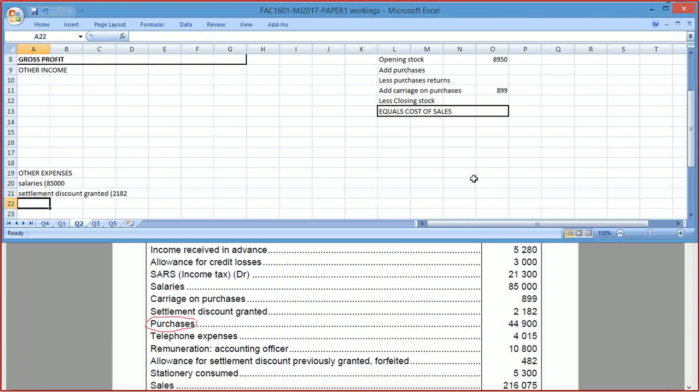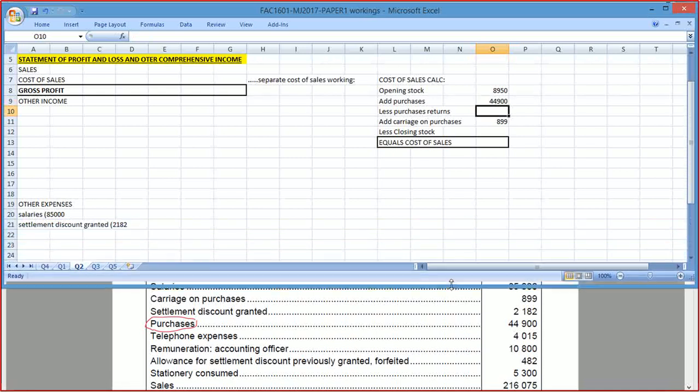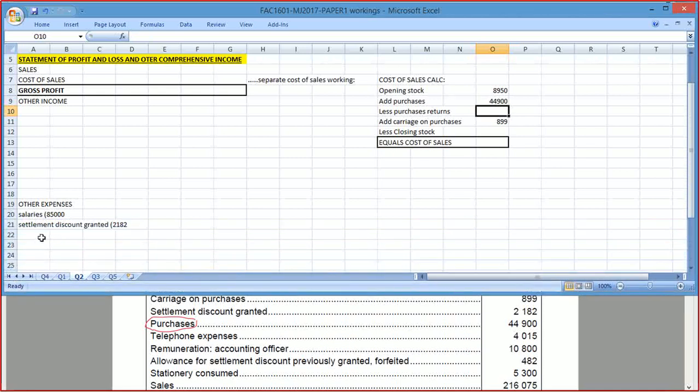2182. Purchases, do I need it? Of course I do. It's cost of sale calculation, right? Yes. Okay, telephone. It's expense. Correct, I need it. 4015. Remuneration, do I need it? No. Yes, I do. Remuneration is an expense for the business. Remuneration is like a salary or a wage. And this is paid to the accounting officer, so we need to show that separately.